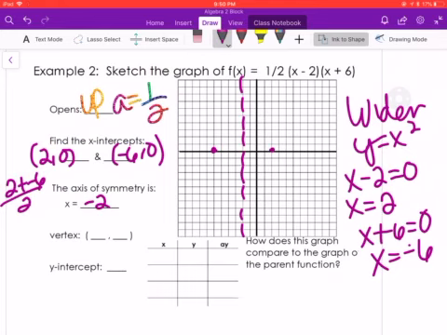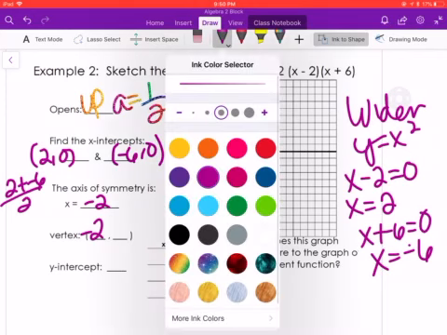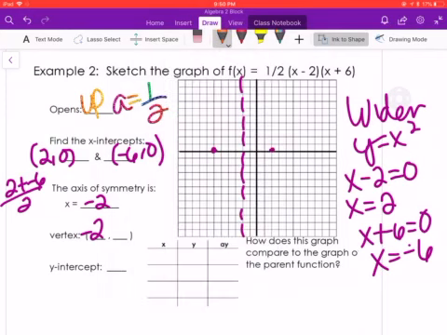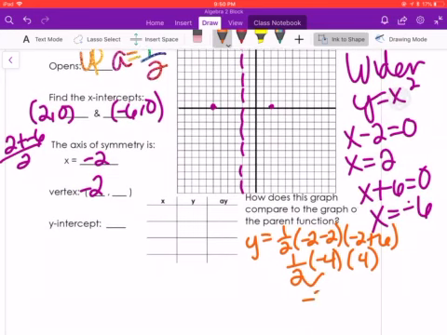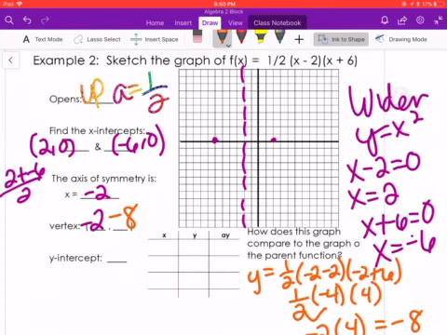Now to find the vertex, you take that axis of symmetry and you plug it in for x. I'm going to do that in a different color down here. I'm going to have y equals 1/2 times -2 minus 2 times -2 plus 6. That's going to be 1/2 times -4 times 4. Well, 1/2 times -4 is -2, and -2 times 4 is -8. So my vertex will be -2, -8, which is right here.